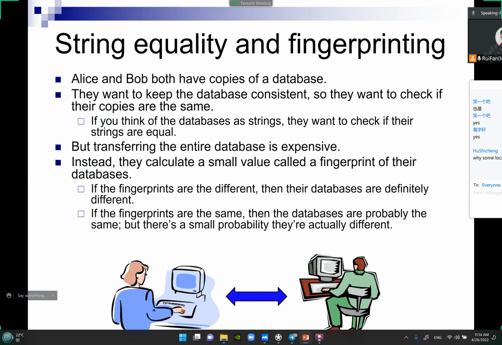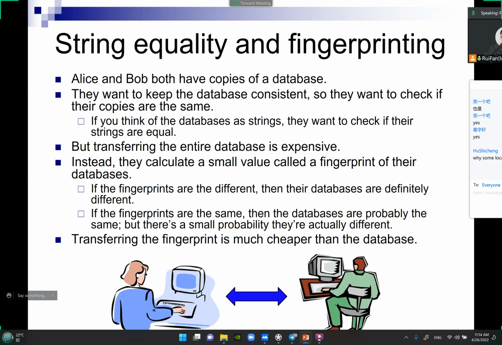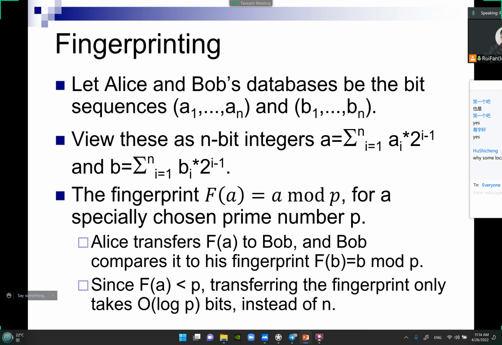However, what you lose is that you have the small false positive probability, where the fingerprints are the same but the databases are actually different. But we're going to bound that probability. We're going to show that this is not too large. I'm probably not going to finish all of this today, but let's see how far we get.